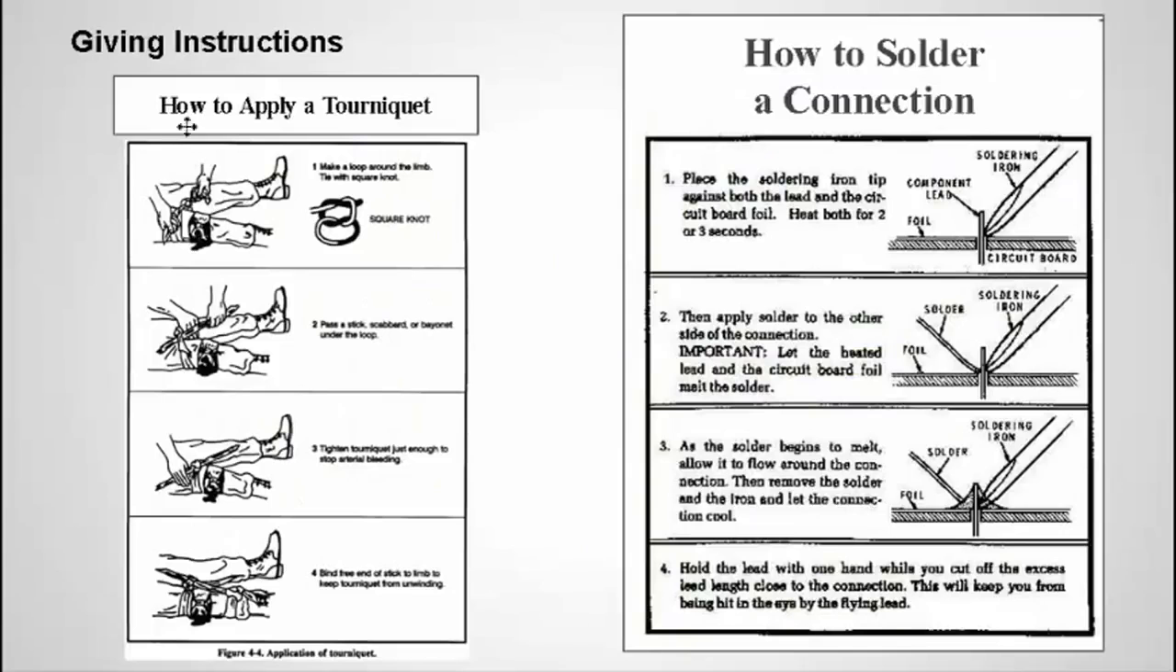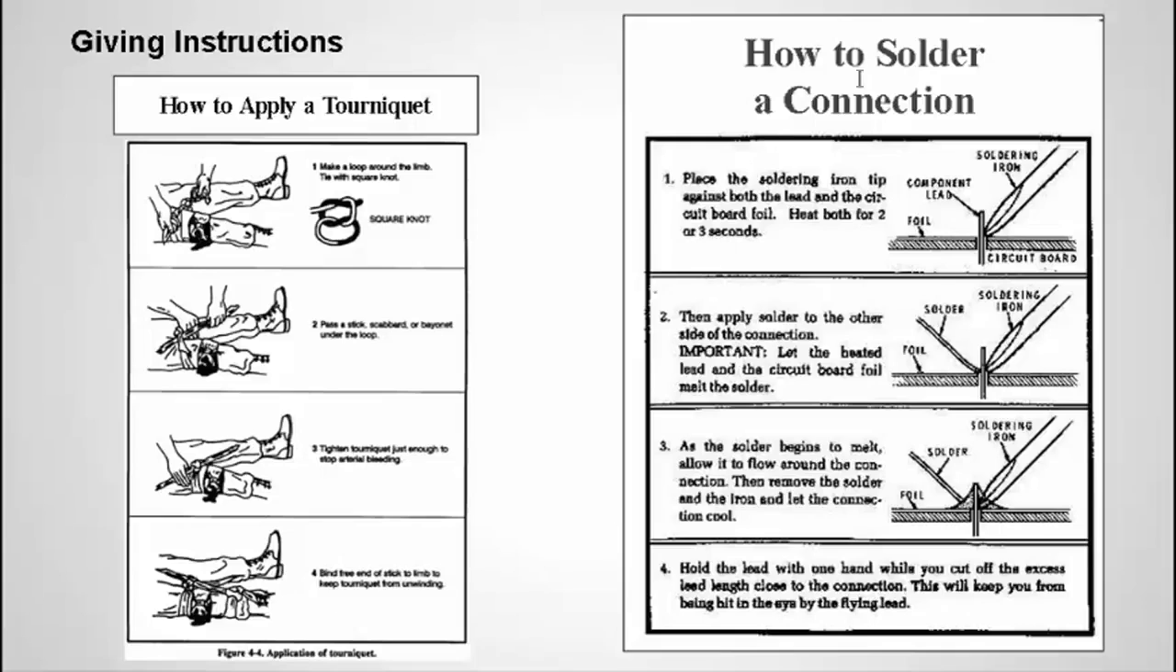Here's another. How to apply a tourniquet. Make a loop around the limb. Tie it with a square knot. Pass a stick, scabbard, or bayonet under the loop. Tighten the tourniquet just enough to stop bleeding. And bind the free end of the stick to keep the tourniquet from unwinding.